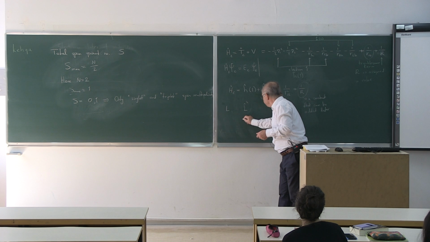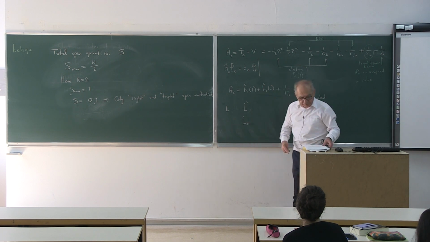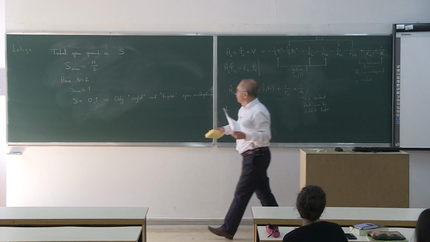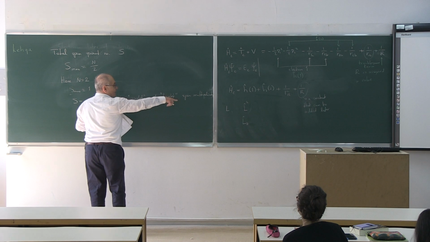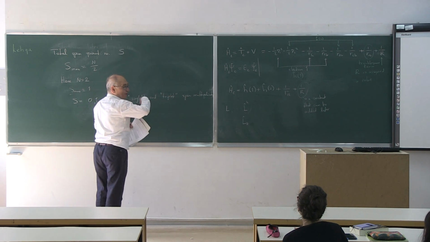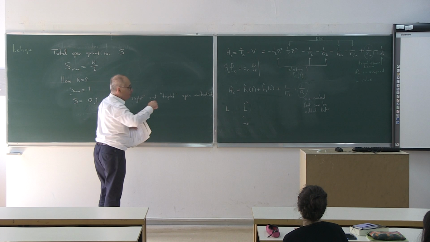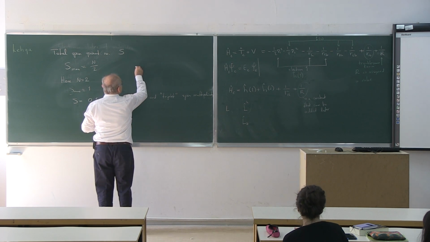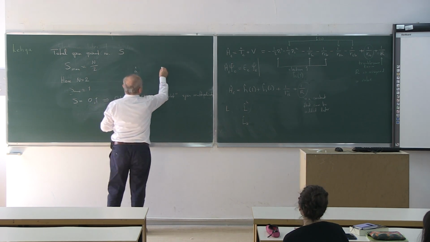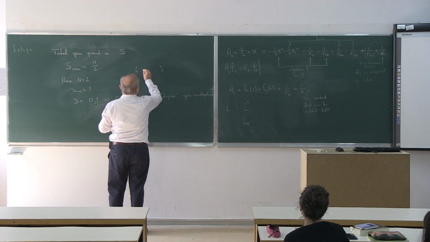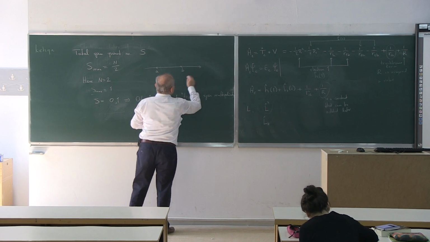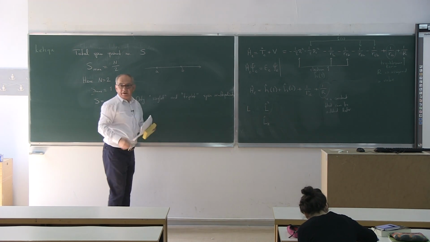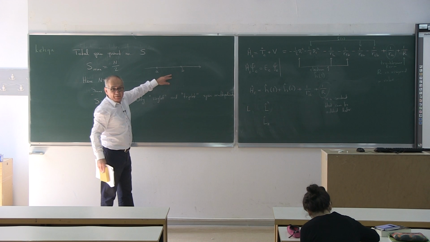On the other hand, the Z component of the orbital angular momentum, we have to indicate which direction is the Z-axis. If this is nucleus A and this is nucleus B, pass a straight line between the two nuclei.